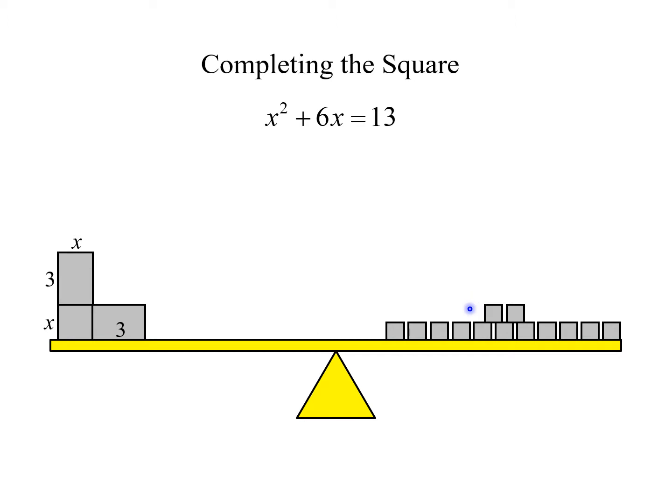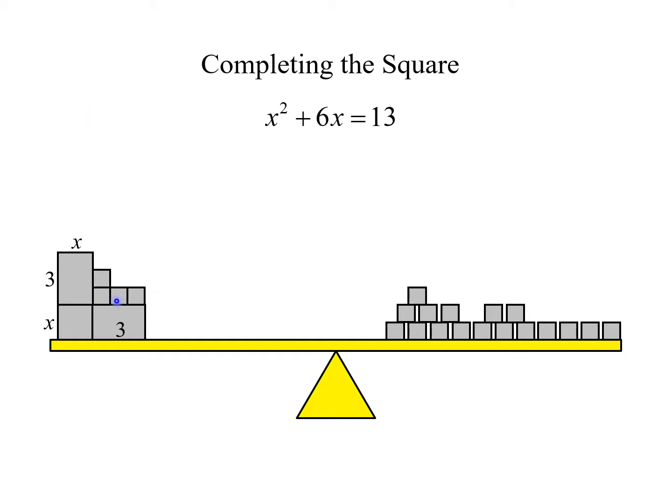Now I'm not going to take these ones. I'm going to add a little square here and a little square there at the same time so the scale does not tip. Watch this. You see this one got put there and that one got put there. I'm going to do that until I fill up this part so I have a big square and I'll have completed the square. Here we go again. Watch both sides. There's the next one, and the next one, and the next one.